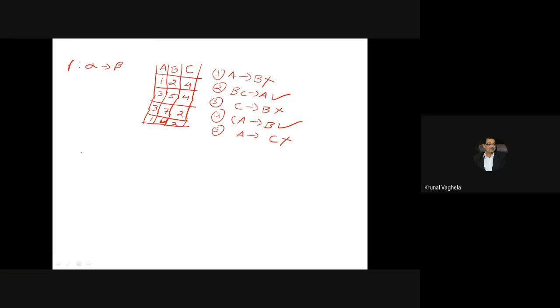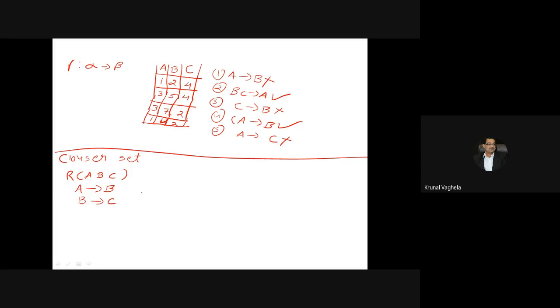So the second thing that we have seen is closure set. To find the key, we need to learn closure set. So what is closure set? Let's see. For example, there is a relation R with three attributes A, B, and C, and there are two functional dependencies: A to B and B to C.